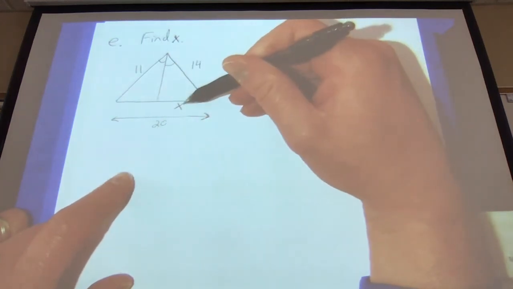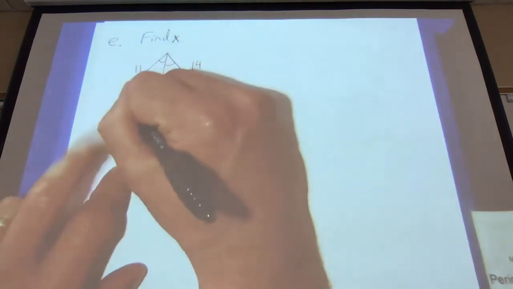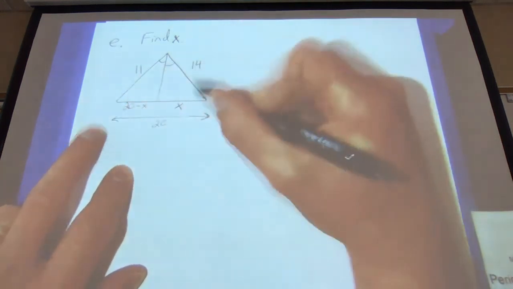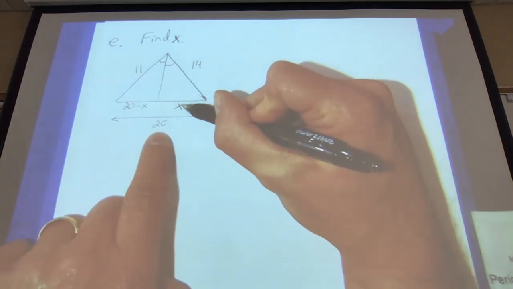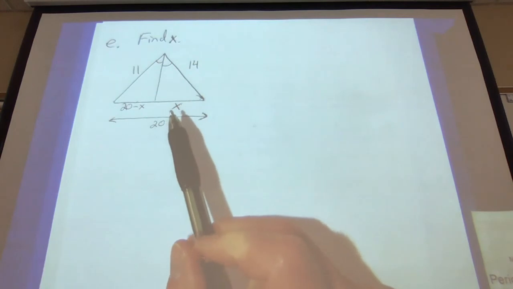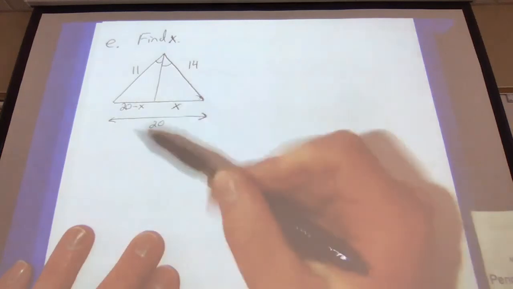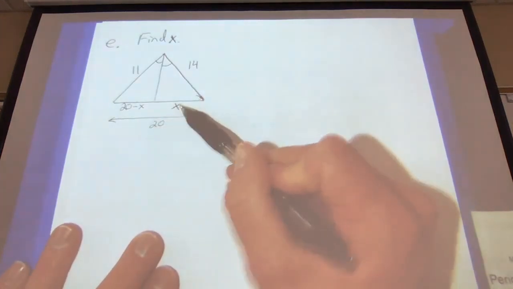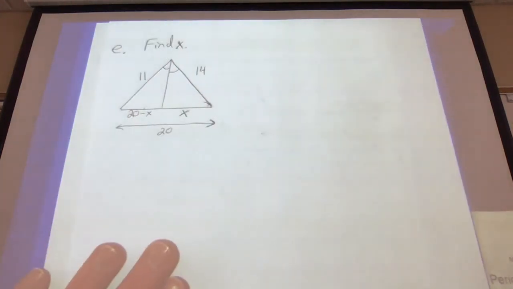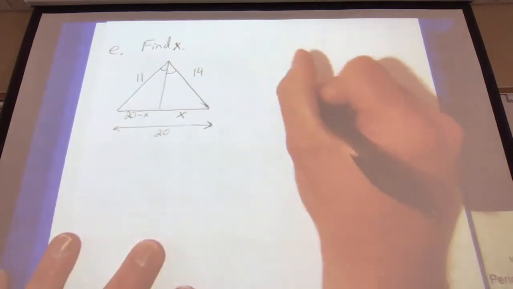If this is x, what does this have to be? 20. Close. Skylar? 20 minus x. Whatever this number is here, we're going to subtract it from 20 to get what's left over. When we put a number in for x, we subtracted it from 20 to get this length. So do the same thing if it's an x. Subtract it from 20, that's going to be this length over here. Now, once you have that part, you've got your 4 parts you need for your proportion.